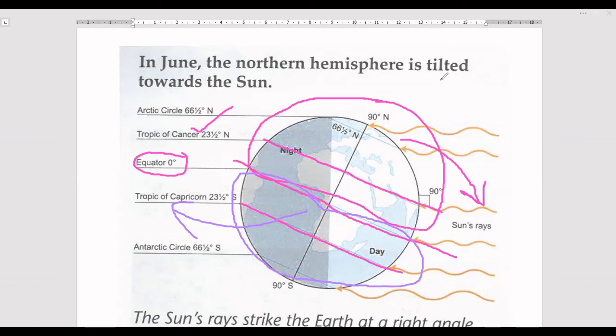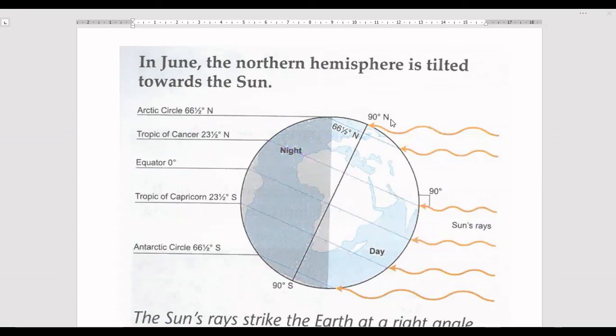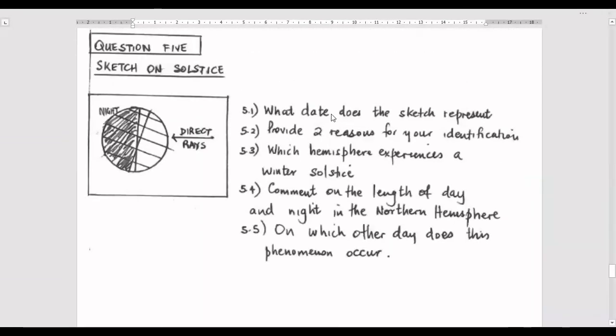So let's see quickly the diagram. If we go back up here, the diagram we have, what date does the sketch represent? The date here is going to be a date in June. So the 21st of June.